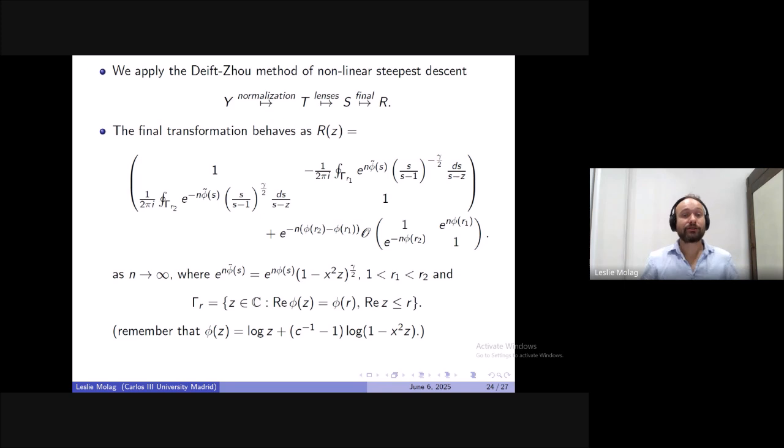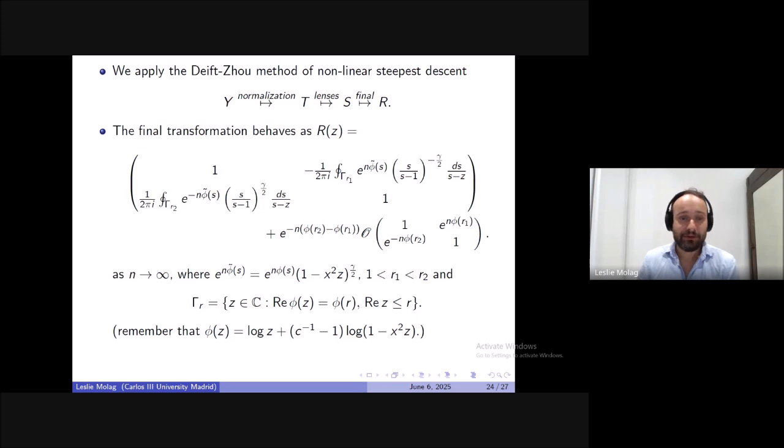So in our case, we can show that after the final transformation, this R has a particularly nice form. You will have to excuse me for this weird notation, but it didn't fit on the slide otherwise. So this e to the n phi tilde s is actually this term here. And this phi s is the same function from before. It's a function that determines the curve gamma, right? This level curve that attracts the zeros. And one can argue that this term here, with the O term, is small. So it's really this matrix here that gives the dominant behavior of R.